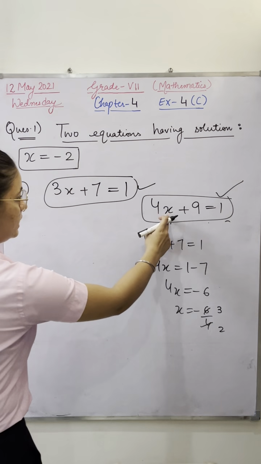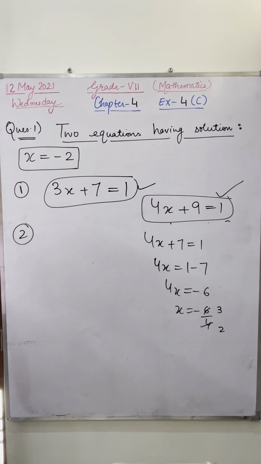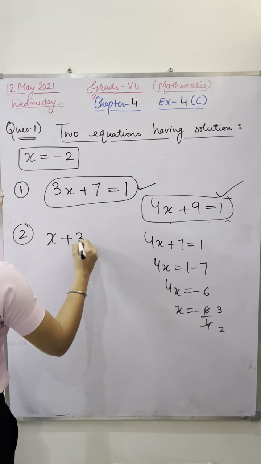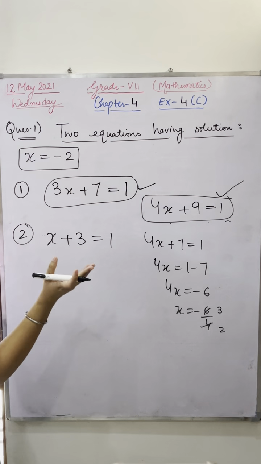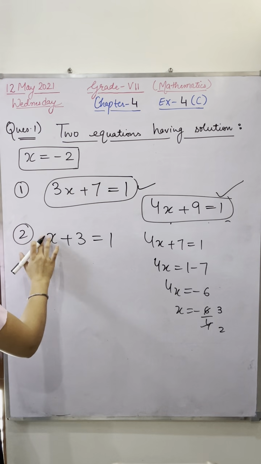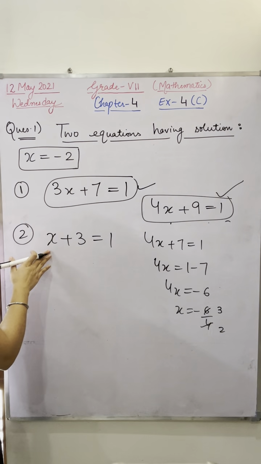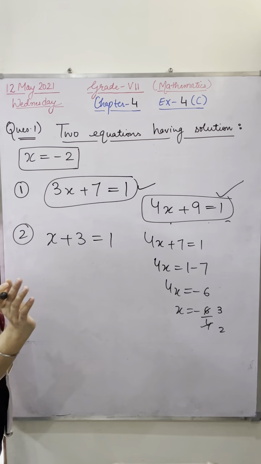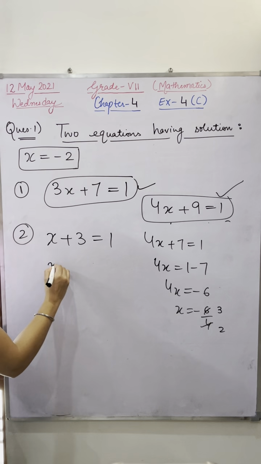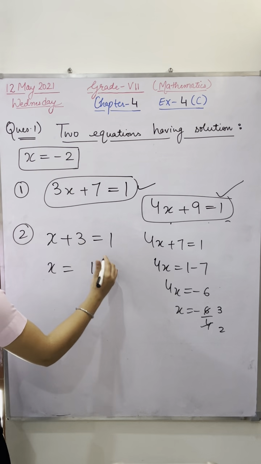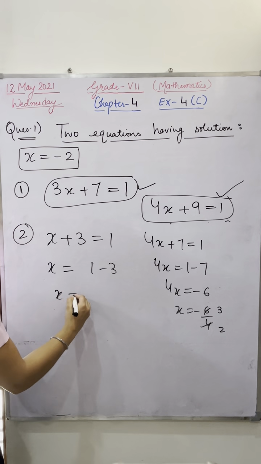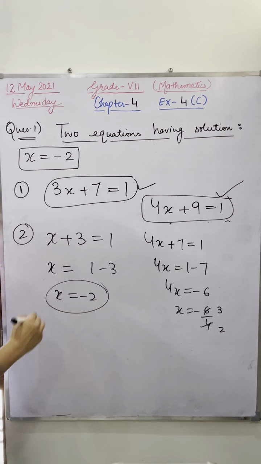This is right. I am making one more equation. That is x plus 3 equals 1. You can make a simple equation also. Your answer will be minus 2. Tanisha, look here. x plus 3 equals 1. Answer will be x equals 1 minus 3, that is x equals minus 2.